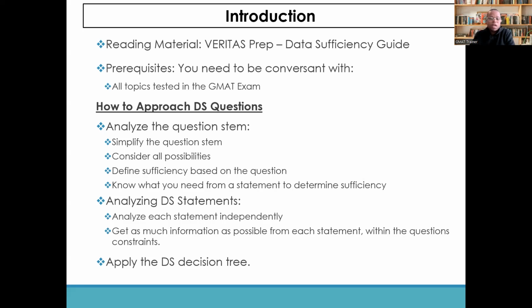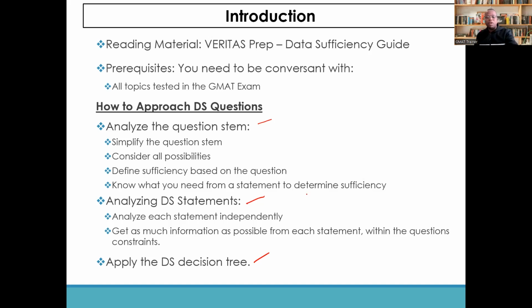Normally there are three main steps in this. First you analyze the question stem being asked. Once we've analyzed the question stem, next you analyze the statements. And once we analyze the statements, then you go ahead and apply the decision tree to get the correct answer.